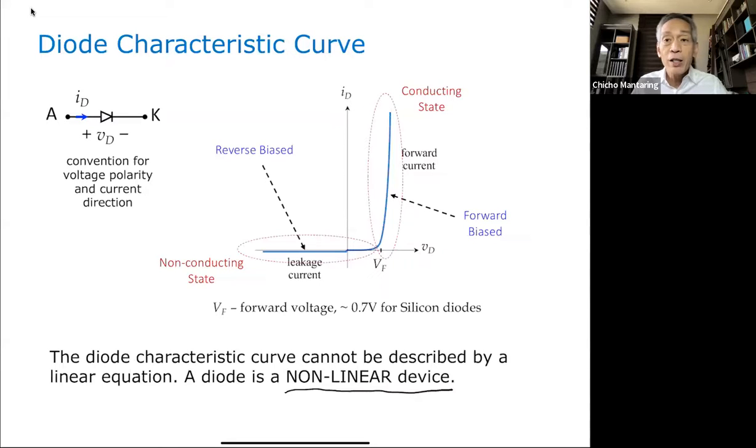So what are the repercussions of a circuit being a nonlinear circuit? The rules for linear circuits will not apply. For example, superposition only works for linear circuits. So if you have a diode circuit, which is a nonlinear circuit, you cannot use the principle of superposition. So just take note, the diode is a nonlinear device.